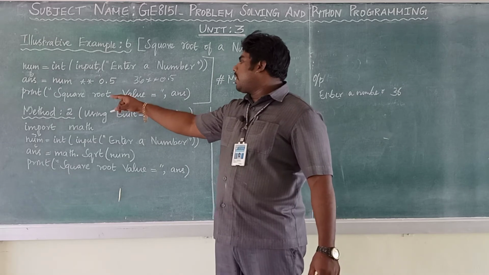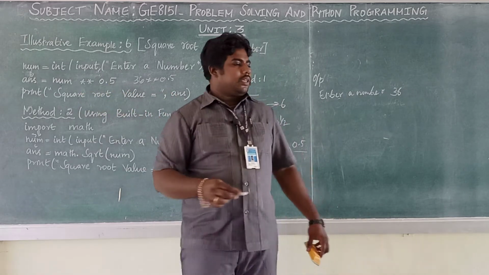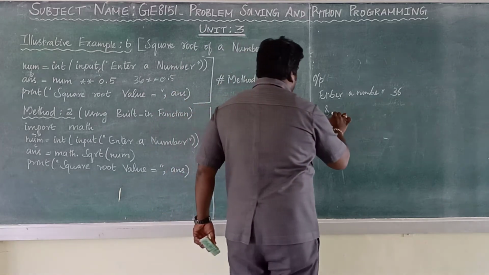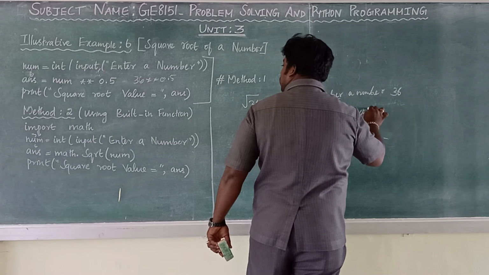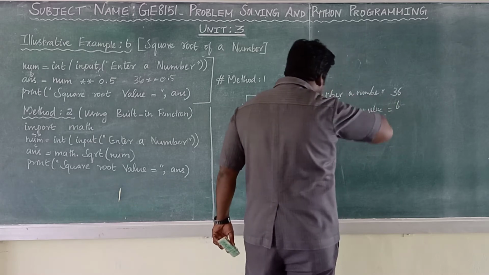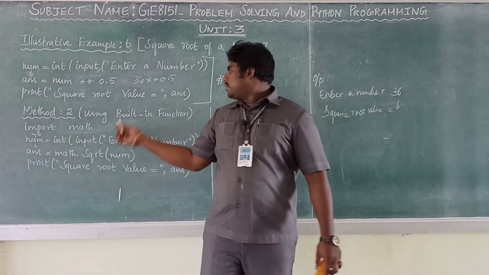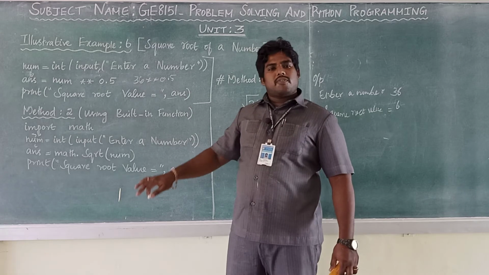So I want to print the answer. Inside the double quotes, what is there? Square root value. That will be displayed in the output. Square root value equal to your answer 6 will be displayed. The value which is present in the variable ans will be displayed there. This is the first method.